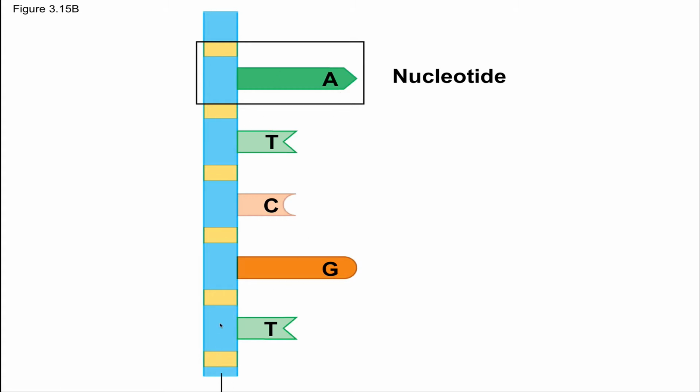So here's that. The blue is here. Let's start from the top. You got a sugar, phosphate, sugar, phosphate, sugar, phosphate, sugar, phosphate, sugar, phosphate, sugar, phosphate. And what do we have here? The nucleotides that are sticking out: adenine, thymine, cytosine, guanine, thymine.